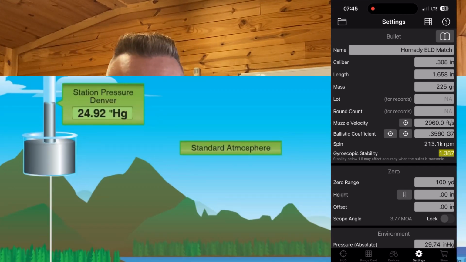Now remember, when you're running a gyroscopic stability factor, try to do it at sea level regardless of the elevation you live at. That way, if you hunt at a higher or lower station pressure, higher elevation, you're going to be able to shoot that long range, because the higher you go in elevation, the thinner the air, the more you keep your gyroscopic stability.